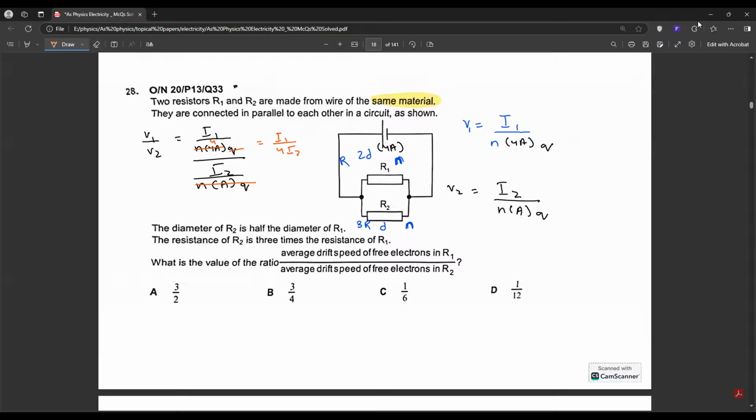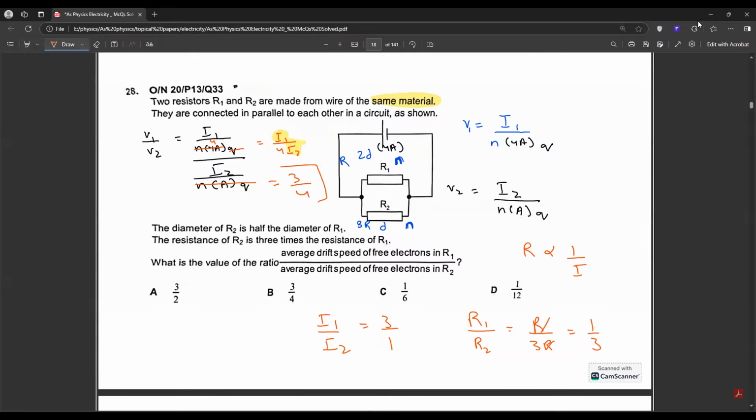Now here you need to remember one very simple point. Resistance is inversely proportional to current. Can you calculate the resistance ratio R1 over R2? Yes. R1 over R2 is R over 3R. R and R cancel out. It is 1 over 3. If R1 over R2 is 1 over 3, what will be I1 over I2? What will be the current ratio? 3 over 1. So you can replace I1 over I2 with 3. 3 over 4 is your answer. Is there any option like that? B is your answer. The answer to 17 should be B, and B it is.